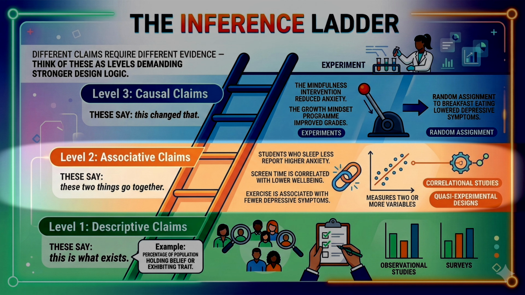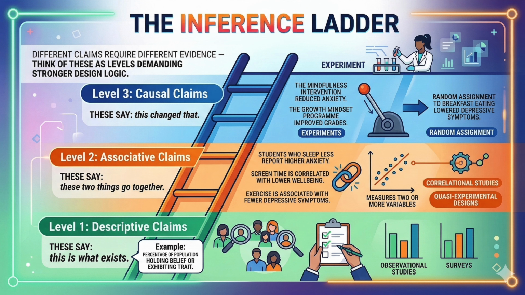Level 2, associative claims. These say these 2 things go together. Students who sleep less report higher anxiety. Screen time is correlated with lower well-being. Exercise is associated with fewer depressive symptoms. These claims require a design that measures 2 or more variables and examines the relationship between them. Surveys and correlational studies do this well. But notice what associative claims do not say. They don't say which variable came first, and they don't say what caused the other.